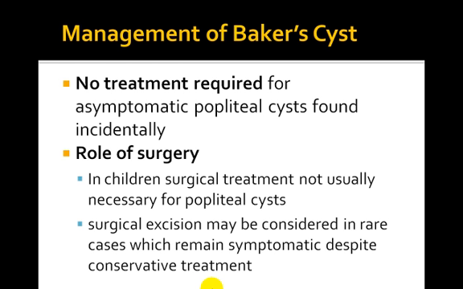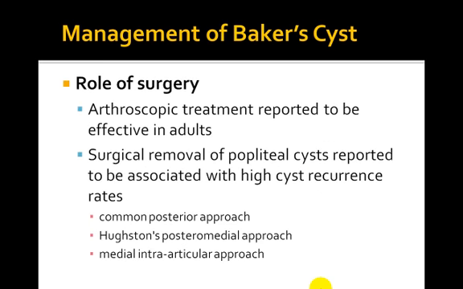Most of the time, for patients who have had it for less than 10 years, no treatment is generally required for an asymptomatic Baker cyst. There is, however, a role for surgery if there's an enlargement, but in children it's typically not recommended. Let's review some of the surgeries that are common for Baker's cyst. You can have an arthroscopic treatment, which is reportedly successful in adults, and then again there are these three other types: common posterior approach, Hughston's posterior medial approach, and medial intra-articular approach.